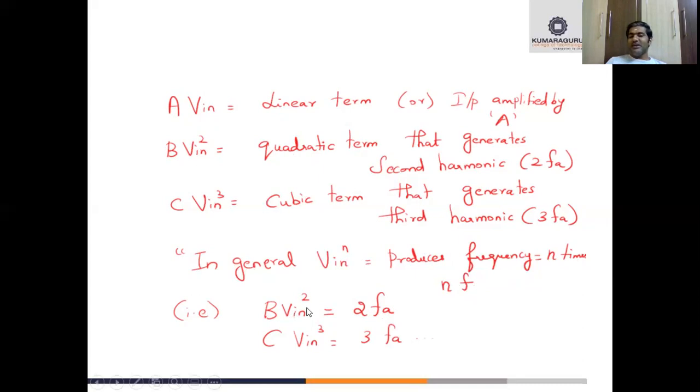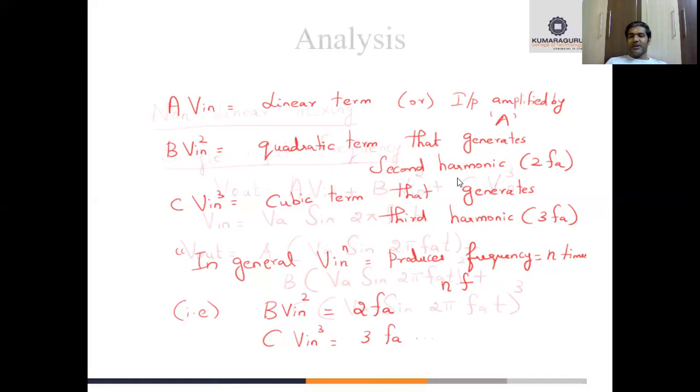So B into V in square will have a frequency component at 2 into F. My input is FA, so I will have my V in square frequency component at 2 into FA. Next one is C into V in cube. We know this is the relation: V in power n will produce a frequency component at n times your fundamental frequency F. So V in square will have 2 times your fundamental frequency. V in power 3 will have 3 times, so 3 into FA. If it is 4, you will have 4 times your fundamental frequency. So here you have components at FA, 2FA and 3FA.